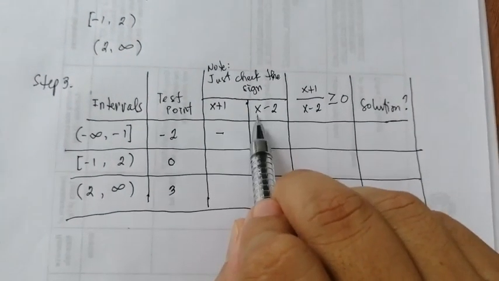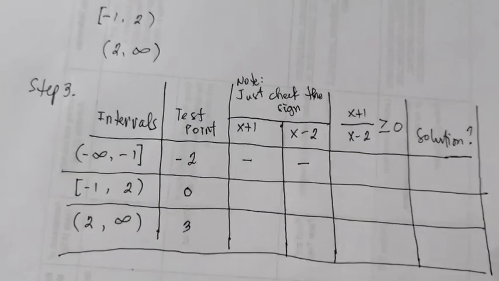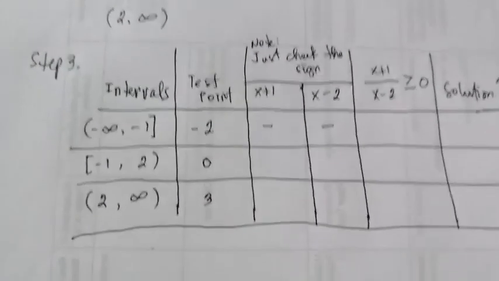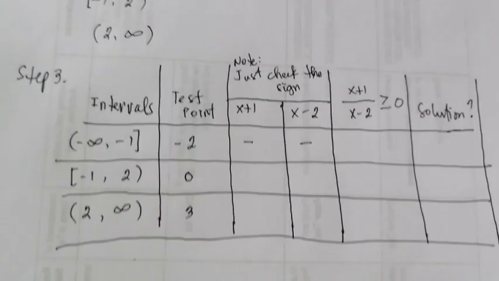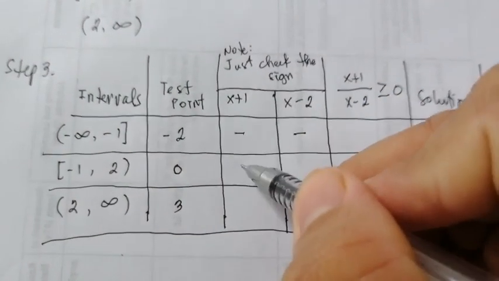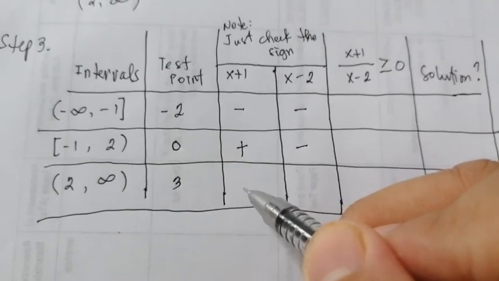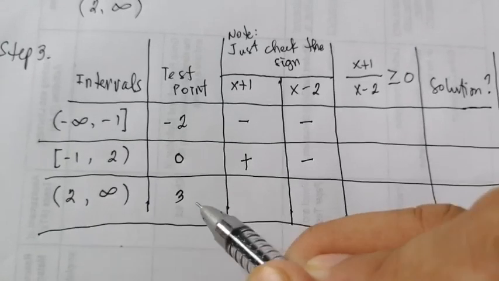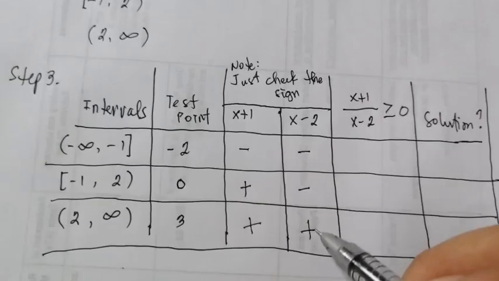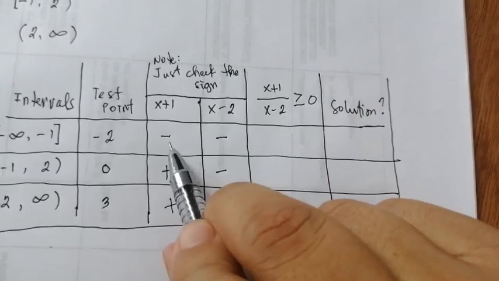Kung dito naman, negative 2 minus 2, the sign is negative. So, for x plus 1 and x minus 2, nakuha natin ay negative. Next interval, from negative 1 to 2, we test 0. So, this is 0 plus 1 is positive. 0 minus 2 is negative. Then, for the last interval, we have 2 to positive infinity. So, 3 plus 1 is positive. 3 minus 2 is positive. Now, itetest natin ngayon dito. Kung ano yung nasa taas, so yun ang gagamitin nating sign.